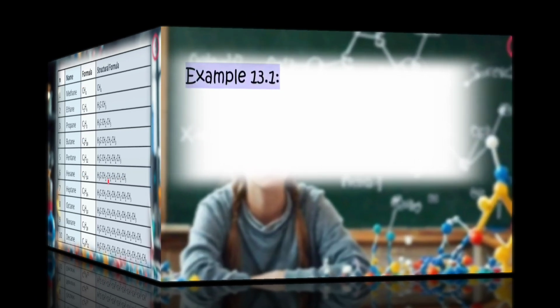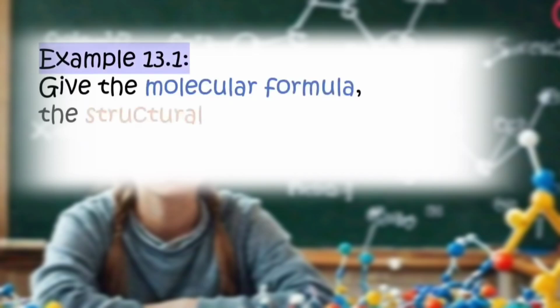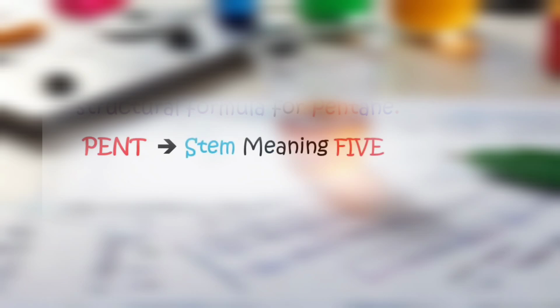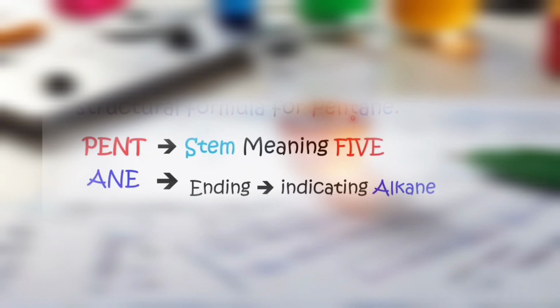Sample 13.1 is the molecular formula, the structural formula, and the condensed structural formula for pentane. Now pentane is the 5th member of the alkane family. The stem of this name, pent, means 5. The stem name shows the number of carbon atoms, and the ending shows the family to which it belongs, and the ending ane indicates the alkane family, and these 3 letters are taken from the last 3 letters of alkane.